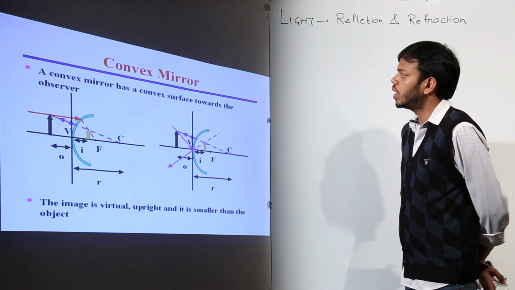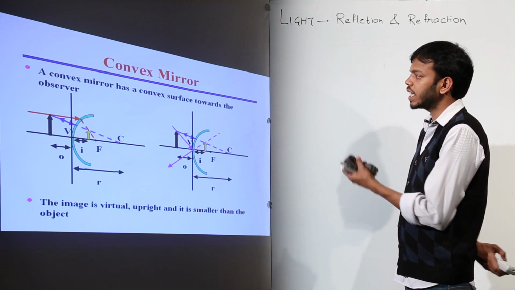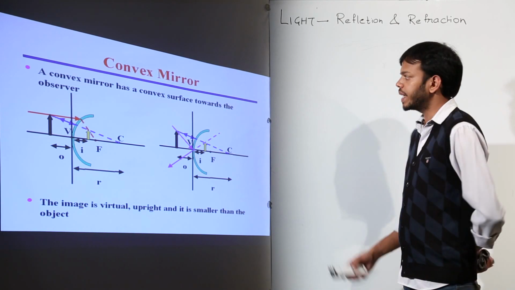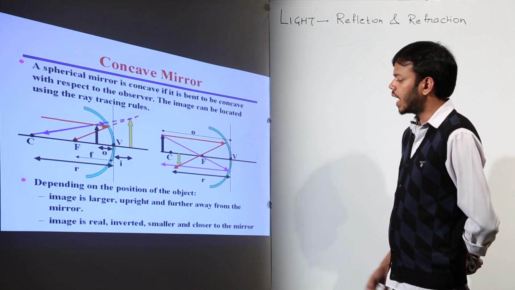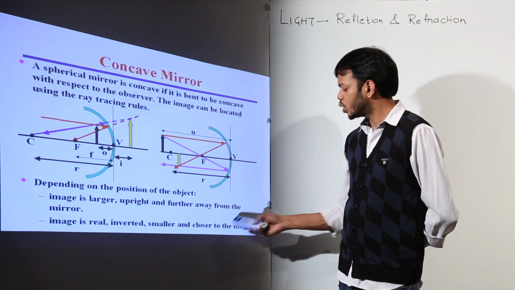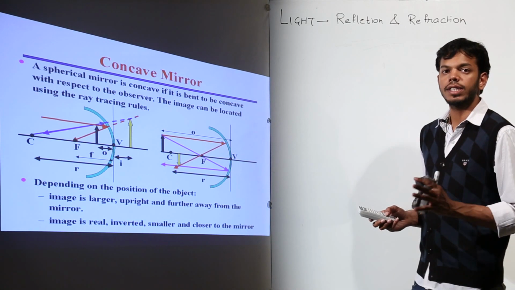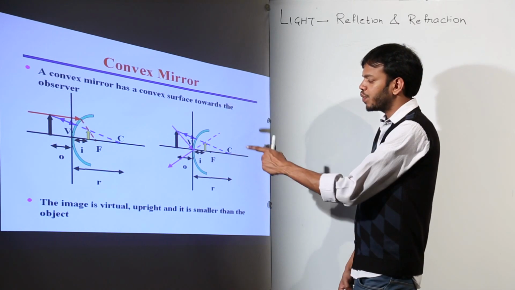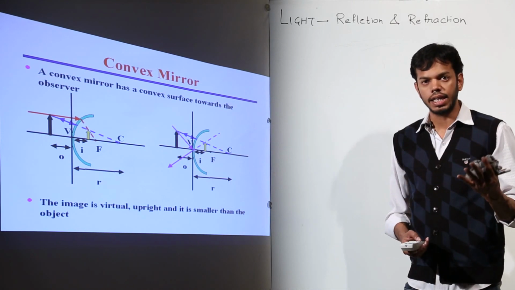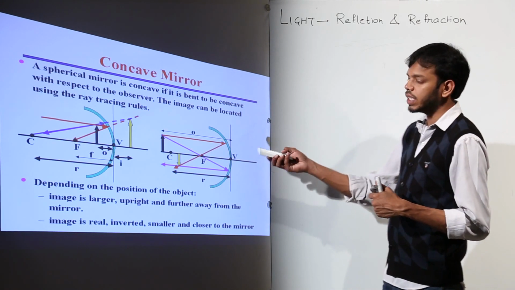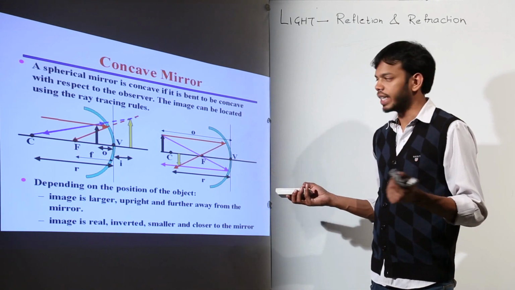So these are the two convex mirror things. A convex mirror has a convex surface towards the observer, and again the image is always virtual. But in case of concave, the image is larger, upright, and further, or the image is real, inverted, and smaller, closer to the mirror. So these are two basic differences between concave and convex mirrors, right? The image here is virtual, upright. Upright means erect, whereas in that case the image is downwards, which is called inverted, right?